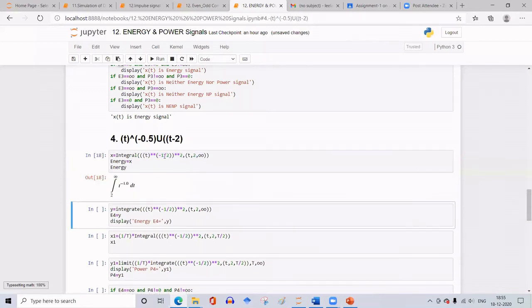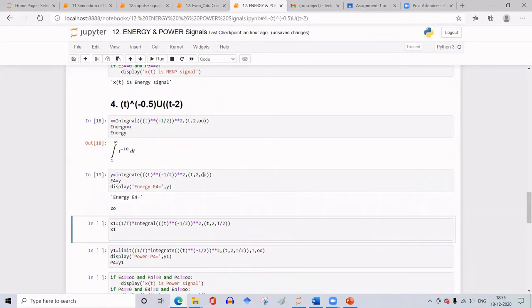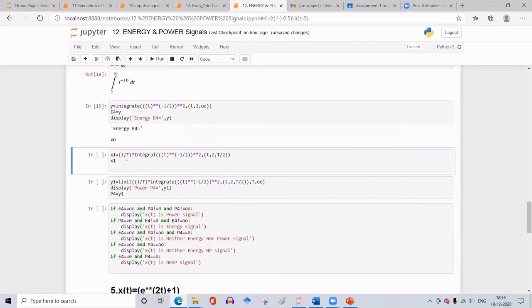That is the integral expression. So integral from 2 to infinity of t to the power of minus 1, because minus half whole squared becomes minus 1. So it is t to the power of minus 1 dt. Okay. Next, evaluate that integral and display that energy as E4, that is the energy of problem 4. So we got energy as infinite.